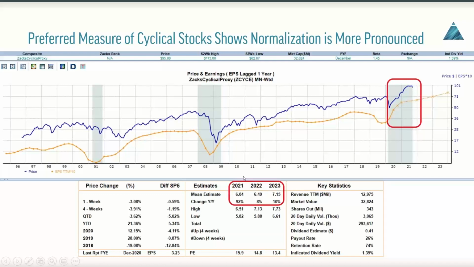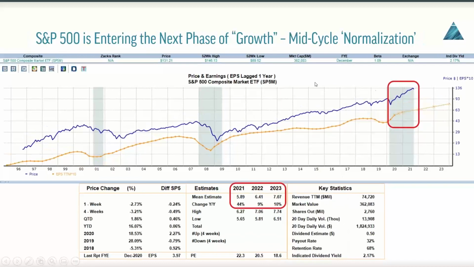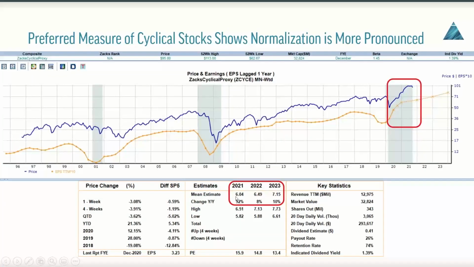And this is when I started making the call, and I actually started making the call back in May. You can see we actually topped in May. We've been sitting flat. Now we're on the decline, okay? So 2021, you can see 92% growth, and that actually falls all the way down to 8% and 10%. So it's a much different picture than you see for the broader S&P 500. There's a lot of growth names in here that are protecting it, right? So we're only going from 44 to 9 to 10. The real picture is 92 to 8 to 10.